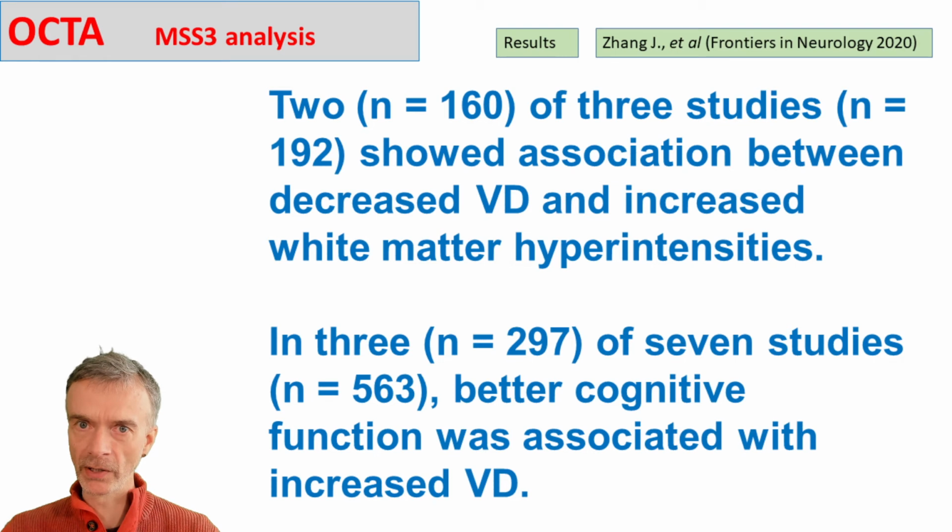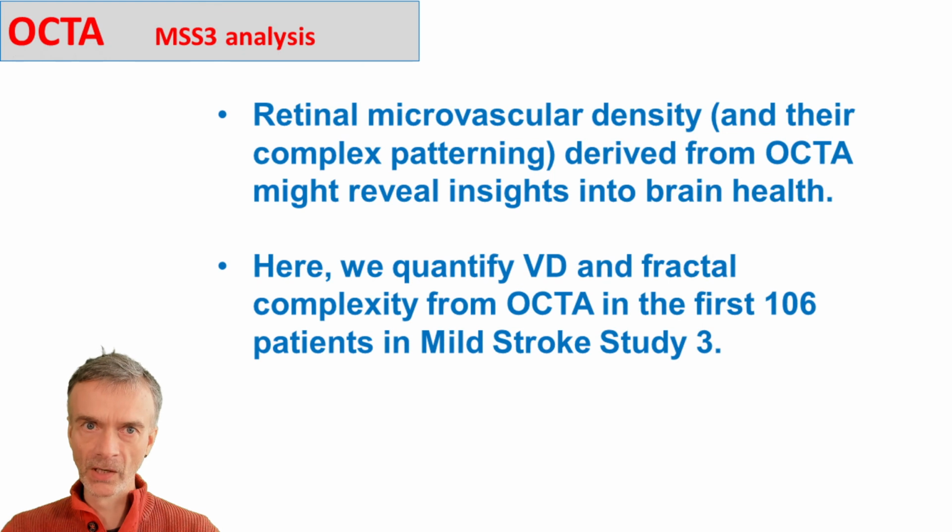We found that 2 studies showed an association between decreased vessel density and more white matter hyperintensities in the brain. And 3 studies showed better cognition was related to better vessel density. So then we thought we would look at these parameters in mild stroke study 3, in stroke patients, and our aims were to look at retinal microvascular density and also the pattern that the vessels make and see what that might reveal about brain health.